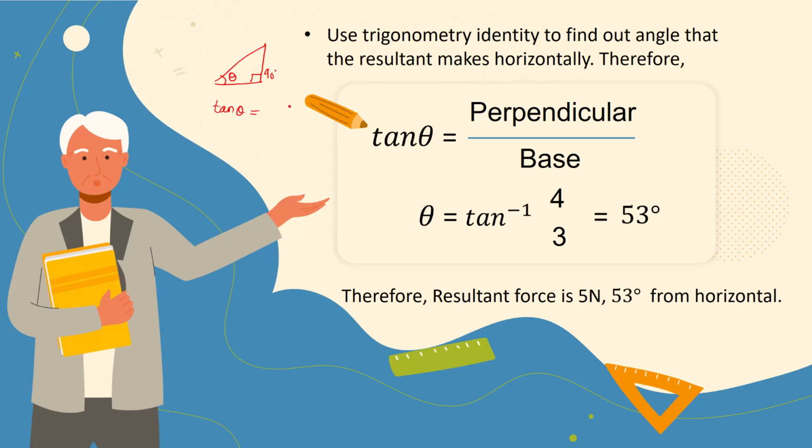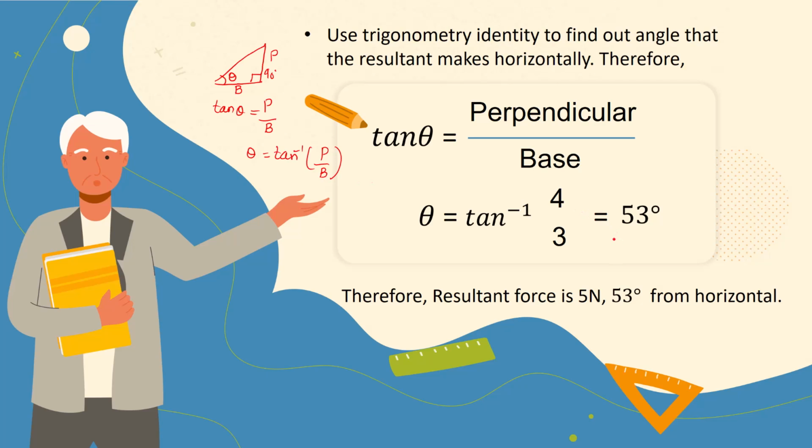Tan theta is basically equal to perpendicular over base. This side is perpendicular and this side is base. So you just divide perpendicular by base, and when you have to find out the angle, it would be equal to tan inverse of perpendicular over base. Just put the values here.